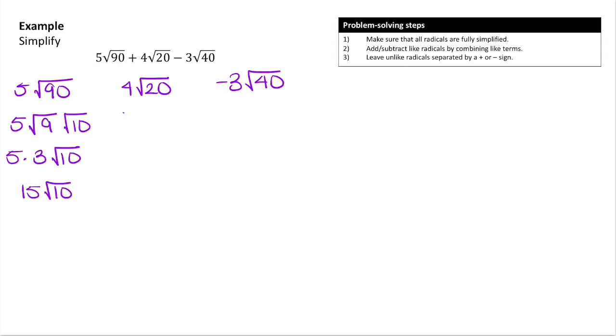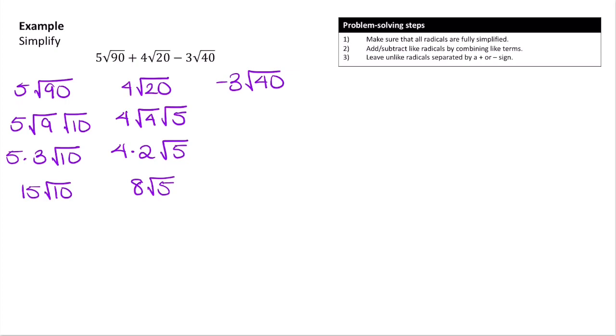4 times the square root of 20. Well, the square root of 20 I can rewrite as the square root of 4 times the square root of 5. So I have 4 times the square root of 4, which is 2, and then the square root of 5. 4 times 2 is 8, so I have 8 times the square root of 5.